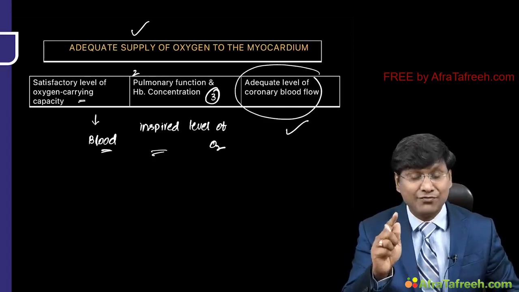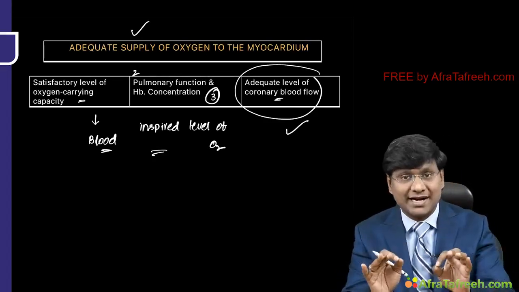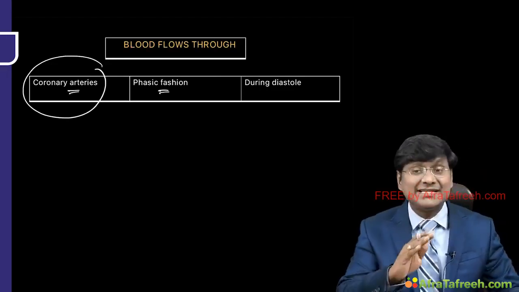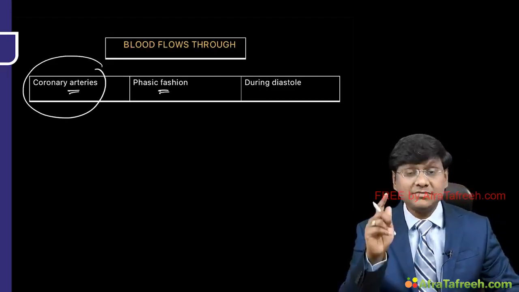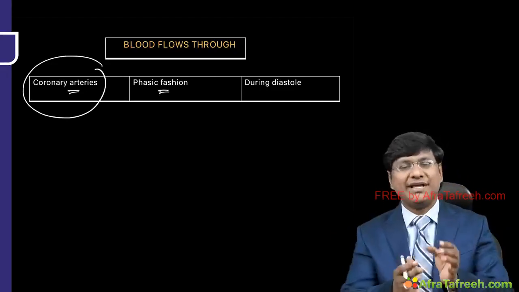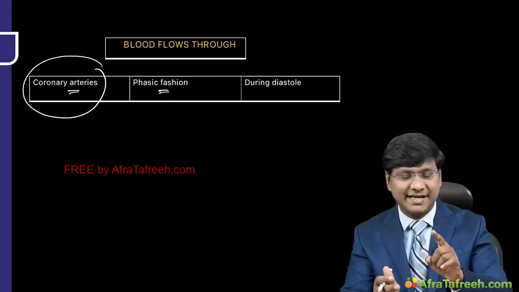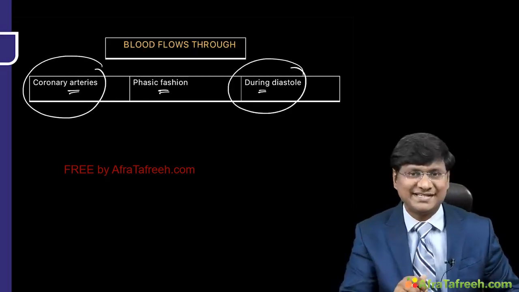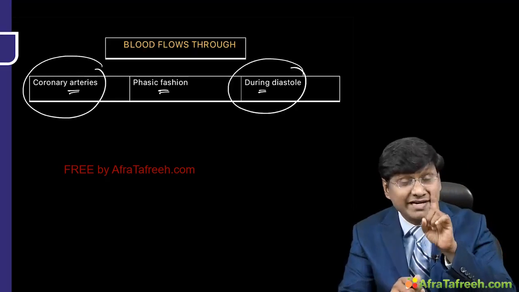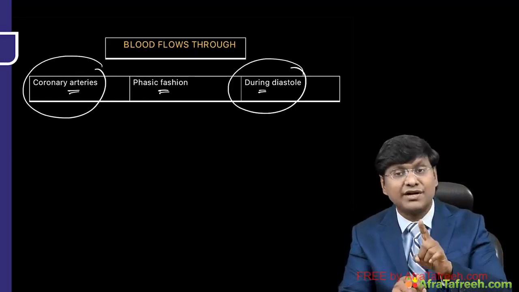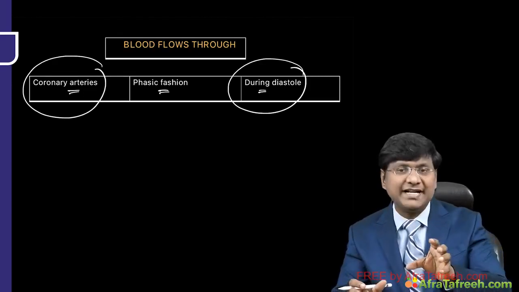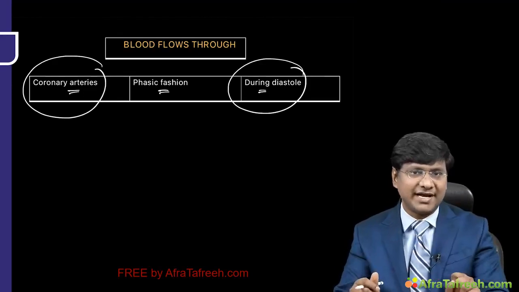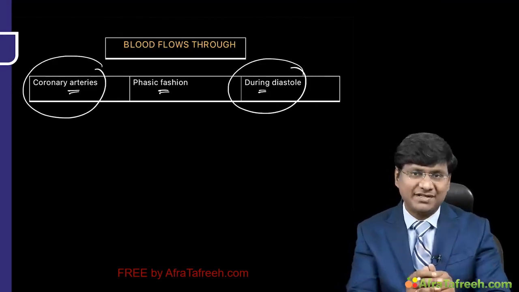And how does blood flow through these coronary arteries occur? The blood flow through the coronary arteries occurs in a phasic fashion. If you take all over the body, it receives the blood supply during the systole, but the heart receives the blood supply during the diastole. The blood is flowing through the coronary arteries, but there is resistance within the coronary arteries. Now, at which level do you have the resistance?